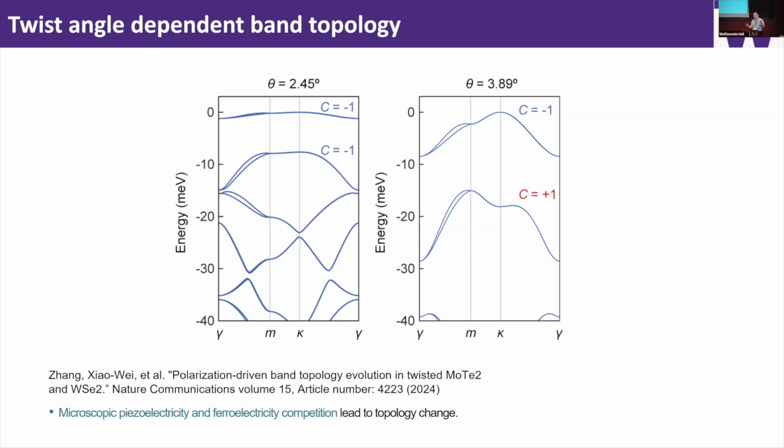Then these in-plane piezoelectric polarizations will compete with these out-of-plane electric dipoles. And this competition depends on the twist angle. At a large twist angle, for example, the charge transfer dominates and will give you one sign of Chern number. When we go to small twist angle, the in-plane piezoelectric polarization actually dominates, because lattice relaxation becomes stronger at small twist angles. So that gives you different signs.